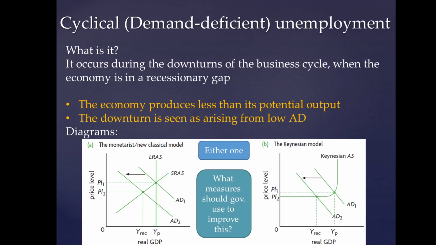So there you go: demand side policies. When the government really has to do something about it, demand side policies, expansionary fiscal policies or expansionary monetary policies. They are all good for boosting the AD. So there you go, cyclical unemployment. It's that simple.